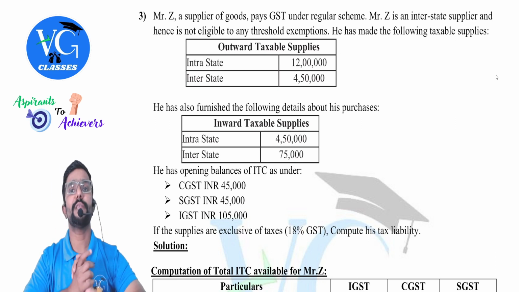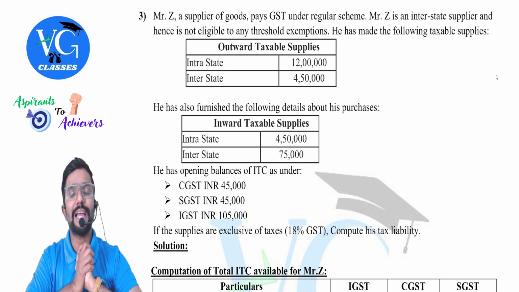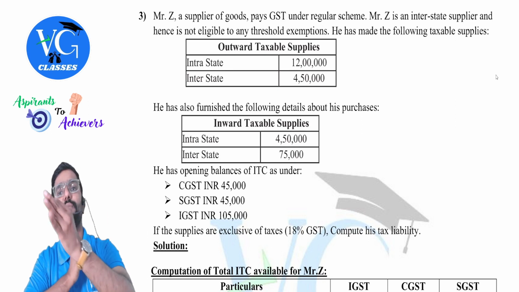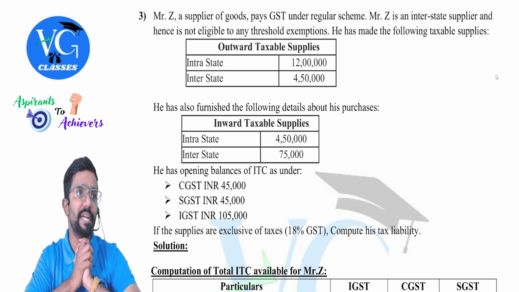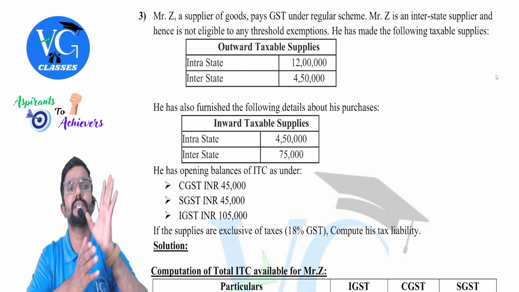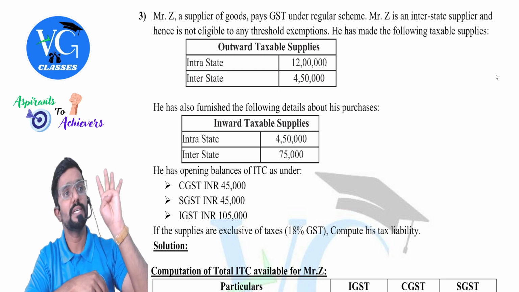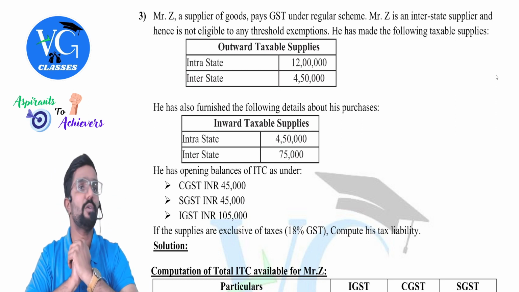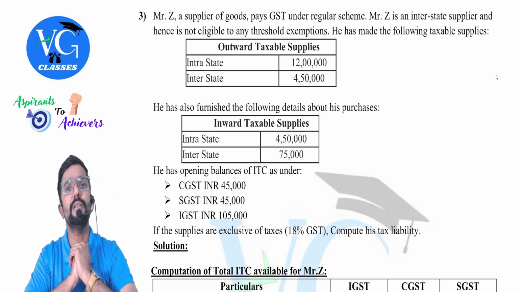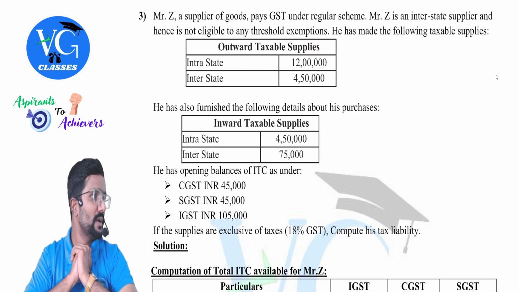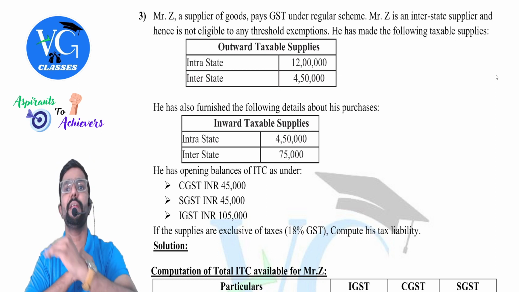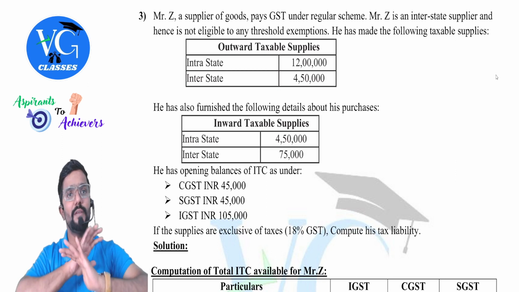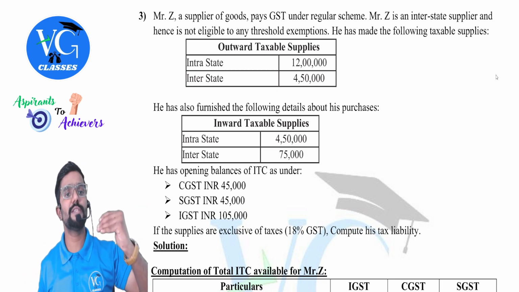One more thing before I proceed further, guys: sections 16 to 21 talk about the input tax credit. Sections 16 to 21 of which Act? CGST Act. But what is covered in your syllabus is only sections 16, 17 and 18. Sir, what about 19, 20, 21? It is not a part of your intermediate syllabus. So we are done with the discussion of provisions. Now we will solve some questions.